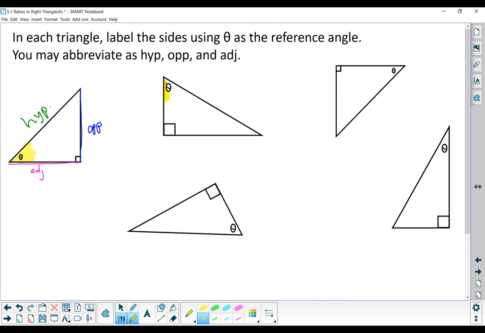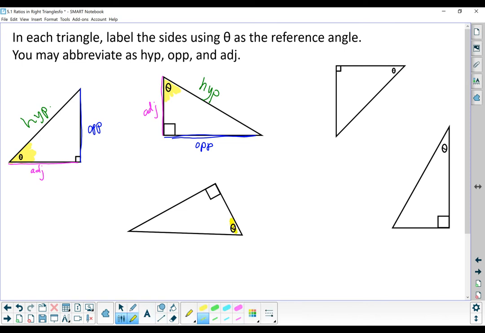All right, here's a triangle where our reference angle is up at the top of that triangle. If you like to, you can label the hypotenuse first, the one that's across from the right angle. The adjacent side is right next to that reference angle, and the opposite side is the one that is across from or opposite from theta.